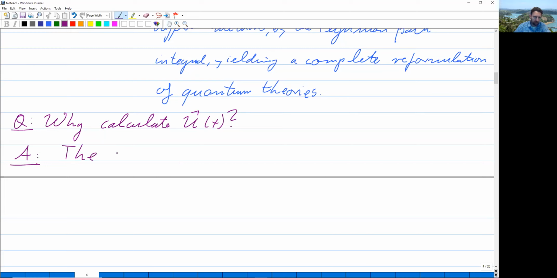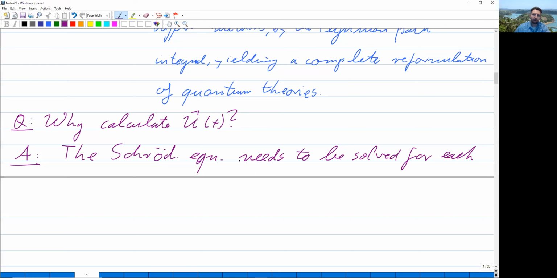The Schrodinger equation needs to be solved for each initial condition separately. So if we solve the Schrodinger equation for one initial condition, it doesn't help us for solving the Schrodinger equation for another initial condition. We have to start over again.